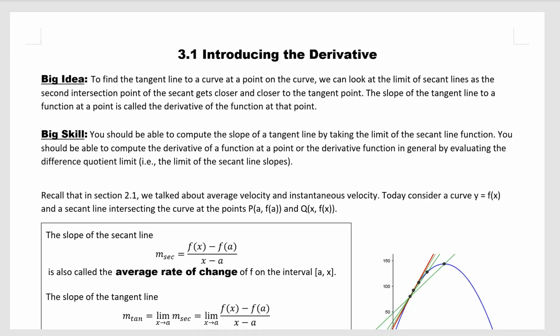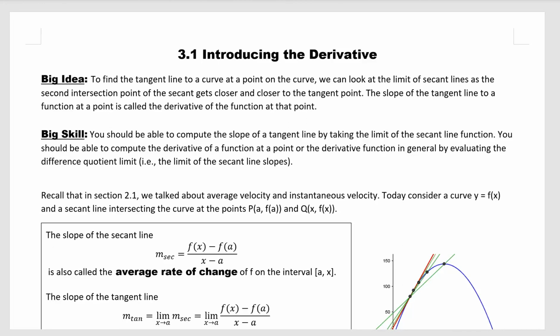Hi everyone. Today let's talk about Chapter 3, Section 3.1, Introducing the Derivatives. Big idea: to find the tangent line to a curve at a point on the curve, we can look at the limits of the secant lines as the second intersection points of the secants get closer and closer to the tangent point. The slope of the tangent line to a function at a point is called the derivative of the function at that point.